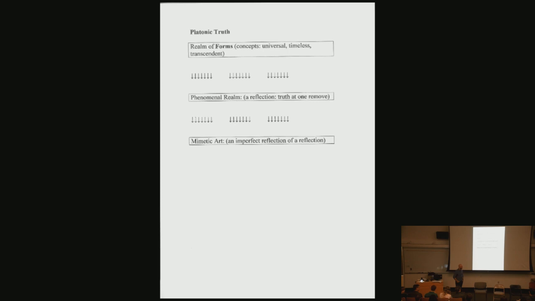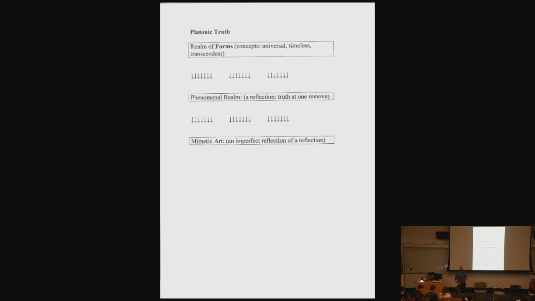Why am I using this example? Well, for Plato, what he would say is everything in this phenomenological world, the phenomenal realm that we live in, our material reality, is actually not what you think it is. It's an imperfect reflection of a conceptual form, or what he called the eidos. And in this case, what he's saying is these chairs are recognizable as chair because they all partake of the concept chair or chairness, right?